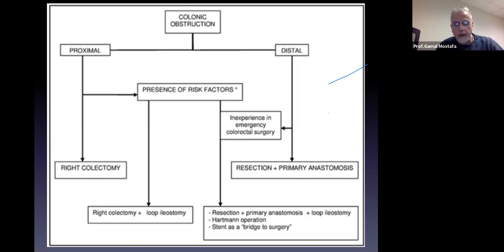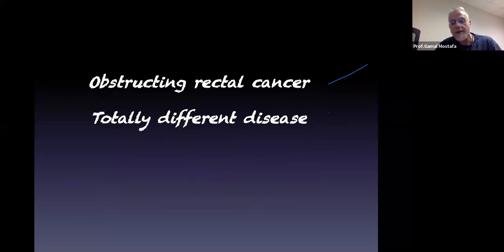Chronic obstruction proximal, we're going to do right colectomy. Distal, we can do resection, primary anastomosis, unless the patient is sick. Then I do something else like Hartmann's, or if I'm a believer in bowel prep, don't do a primary anastomosis. We're going to finish with that. Obstructing rectal cancer, like Mazen mentioned, it's a totally different disease.